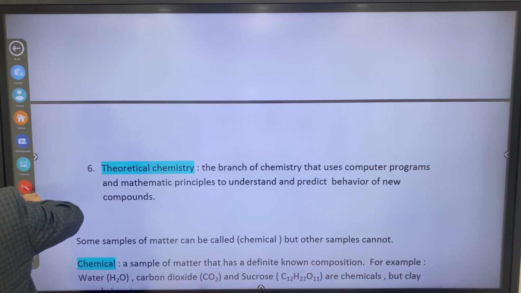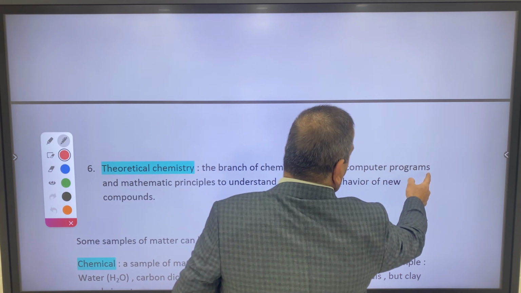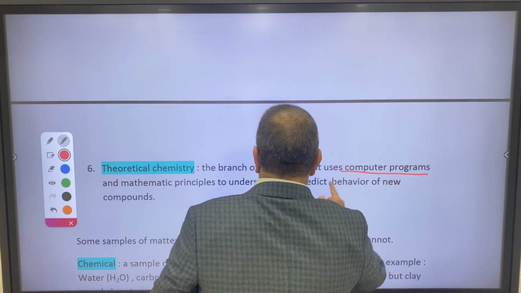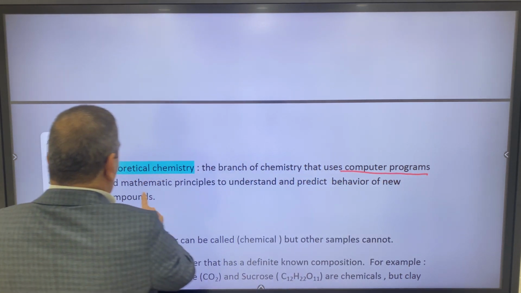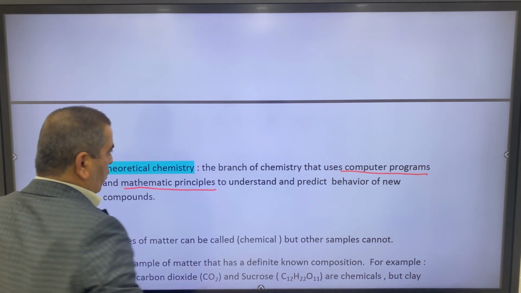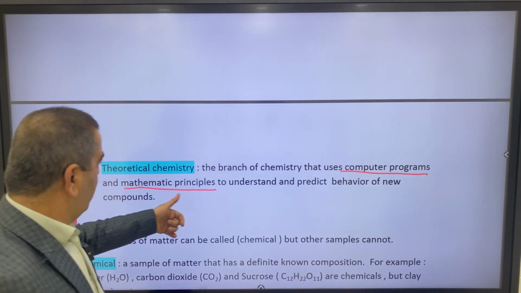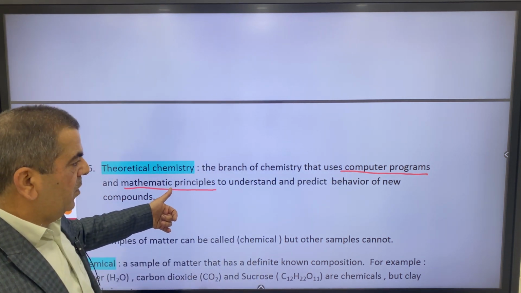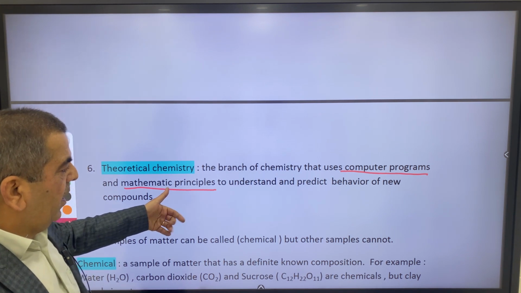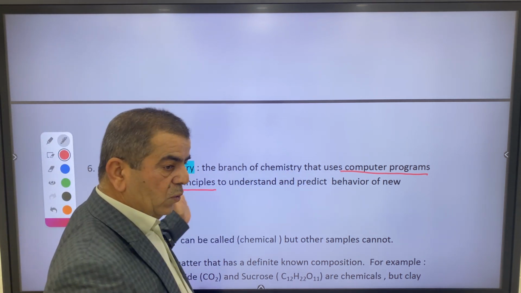Computer programs. We use computer programs, and besides, we need mathematical principles. Why do we use those two tools, computer programs and what? And mathematical principles, in order to understand and predict the behavior of new compounds.